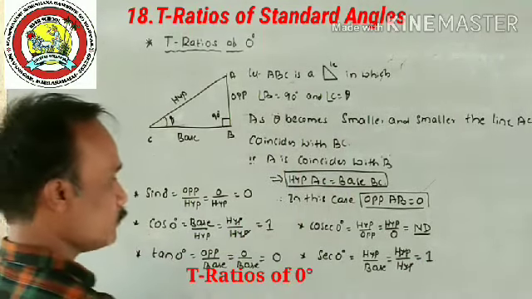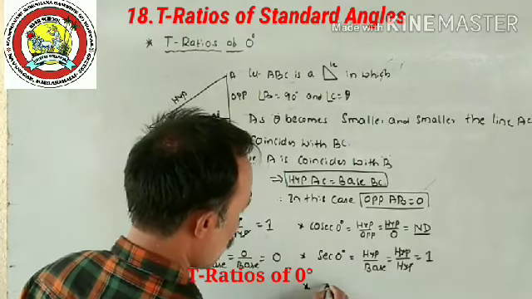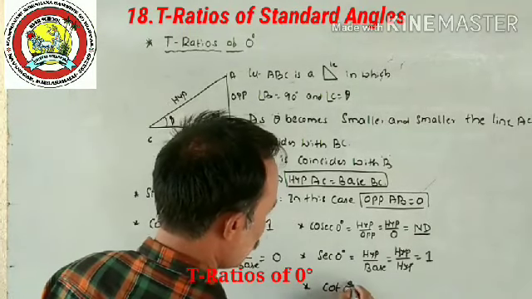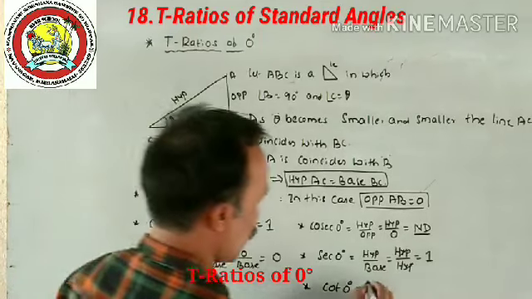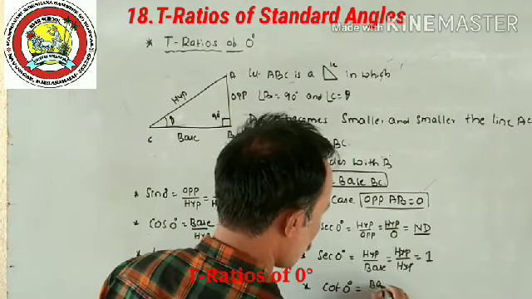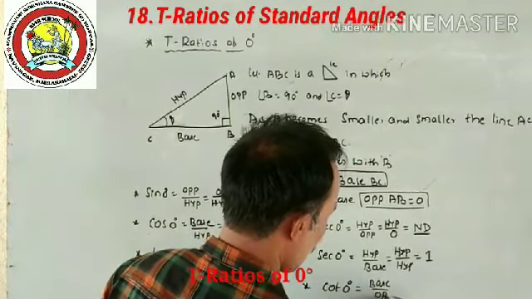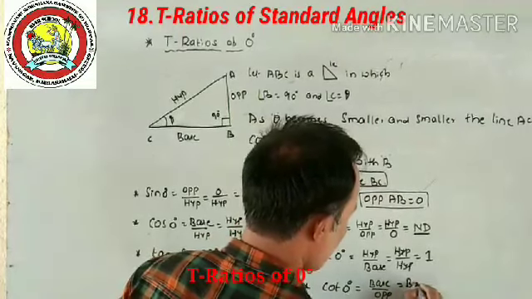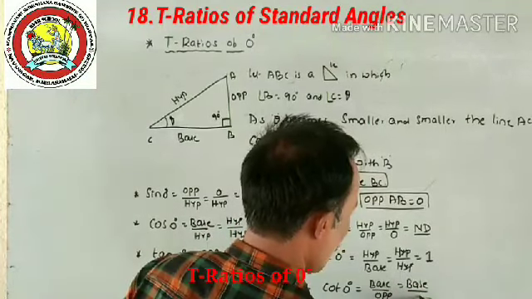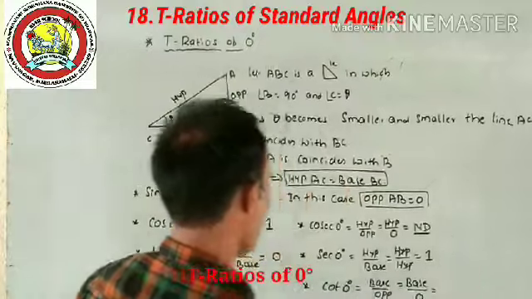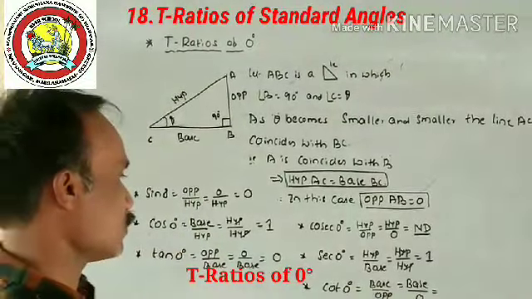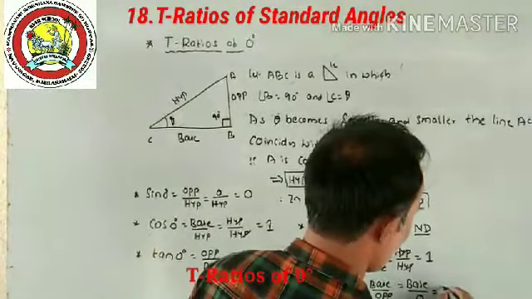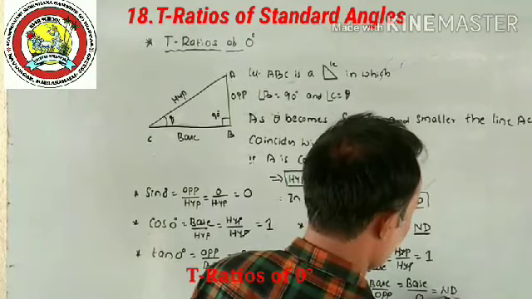1. Next, finally, the last one, cot 0 degree. Cot is the reciprocal of tan, that is base divided by opposite. So base as it is, divided by opposite 0. So that is equal to, again, anything by 0 we cannot define.